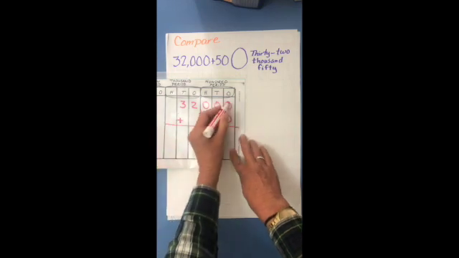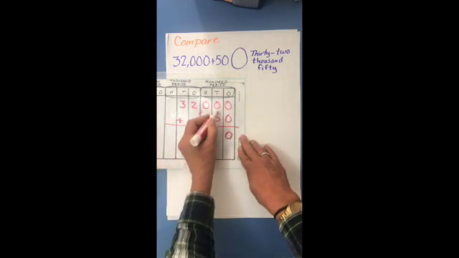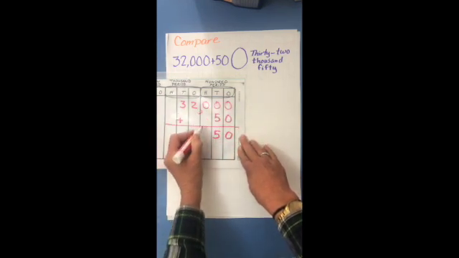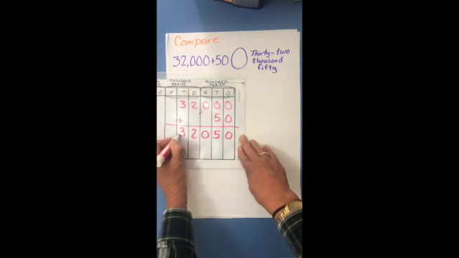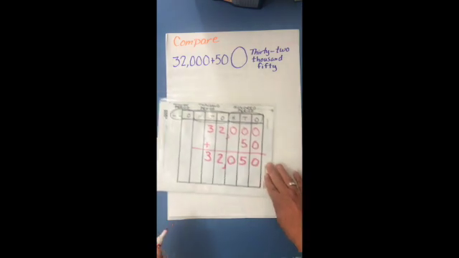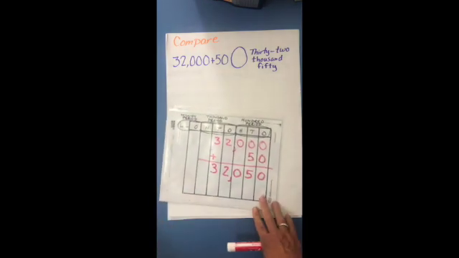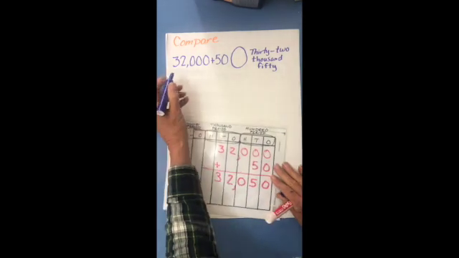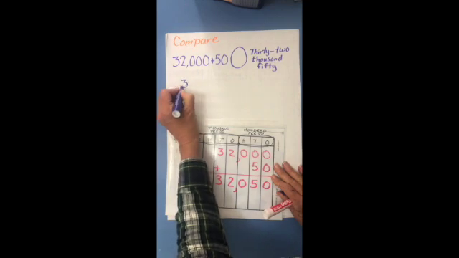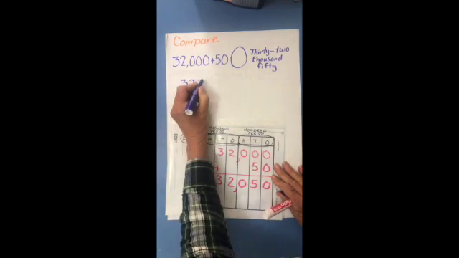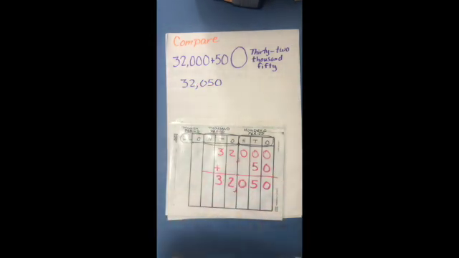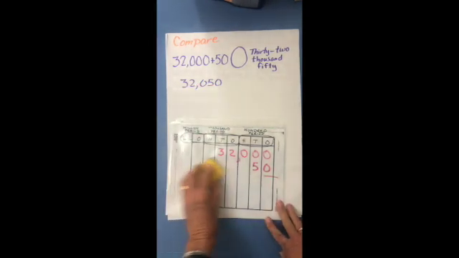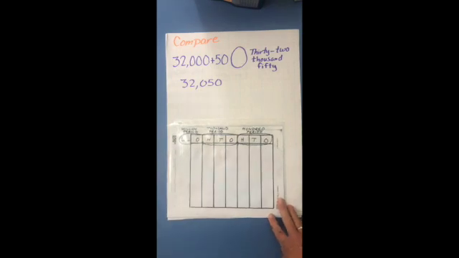Then I add them. So 0 plus 0 is 0, 0 plus 5 is 5, nothing plus nothing is nothing, 2 and 3. So I've got 32,050 as this number, so I'm going to rewrite this. So it's 32,050. Okay, and now I'm going to do the next number.